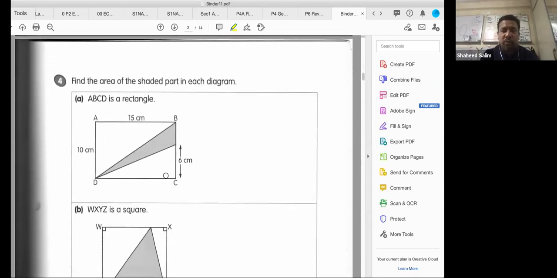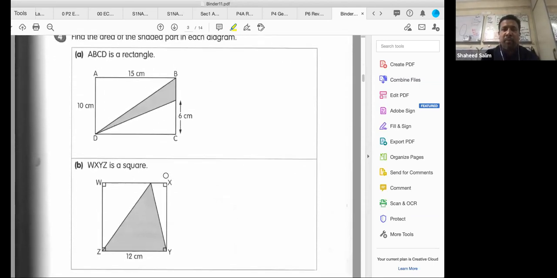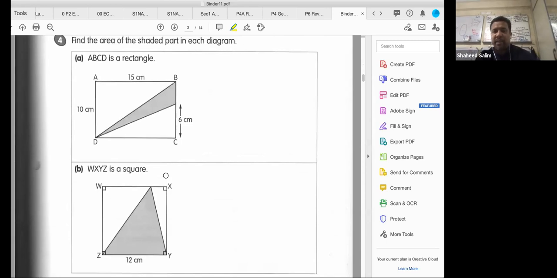Okay, now you try this too. Remember, the formula is half times base times height. Very easy, very easy. Look out for clues.